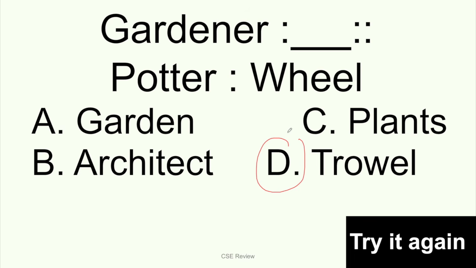Pero hindi ibig sabihin nun, buong araw yung wheel ang tinutungtungan nung potter, di ba? Meron nga mga wheels na hindi naman matutungtungan or mapupuntahan. Merong maliliit lang. And there are times that the potter doesn't even use the wheel. Paano kung nag-fire na siya sa oven niya or sa kiln niya, di ba? So, the best answer still is trowel.